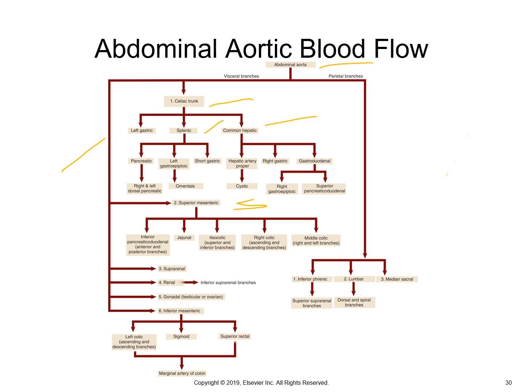So this is again one of the major branches of the abdominal aorta. The first one was the celiac trunk, and now we're looking at the superior mesenteric artery. Again, we said it supplies the small intestine and the first half of the large intestine, or the colon.